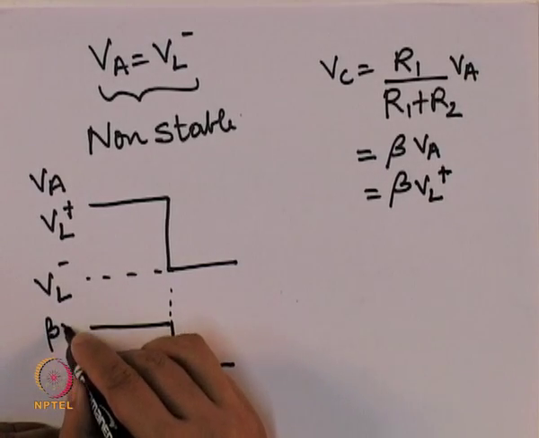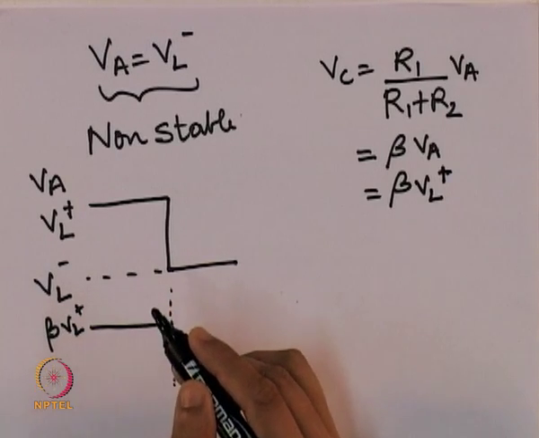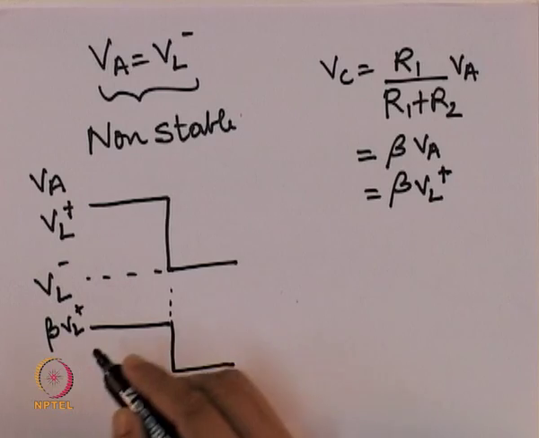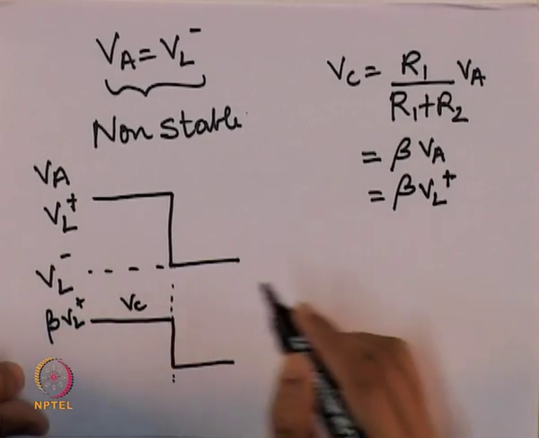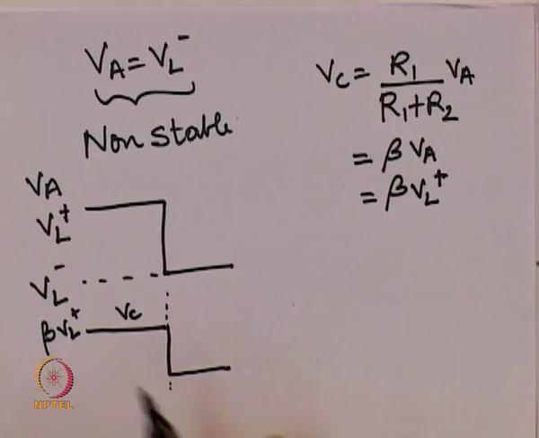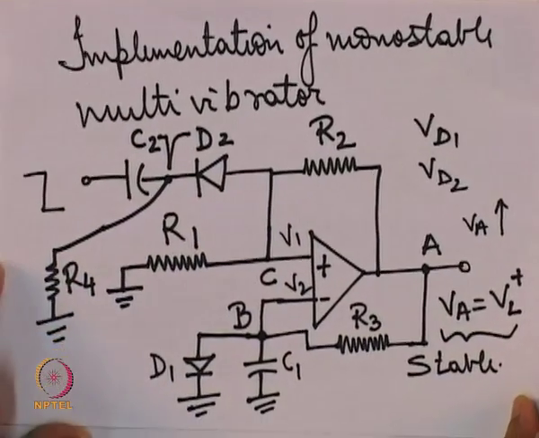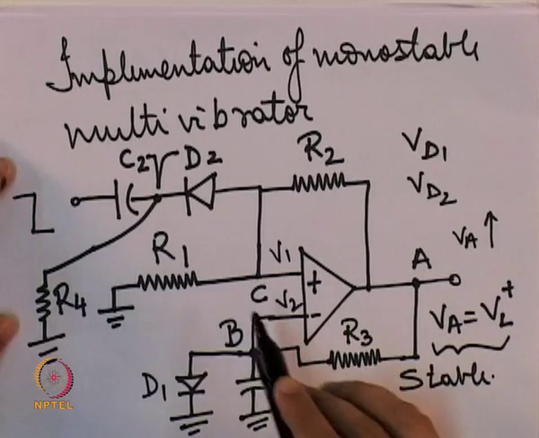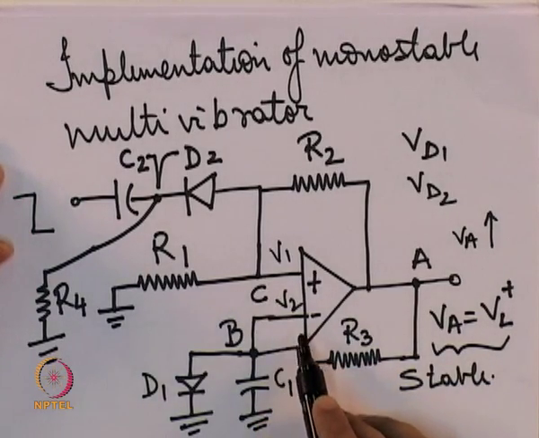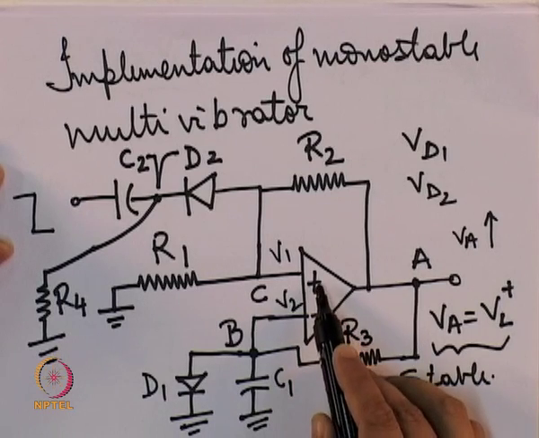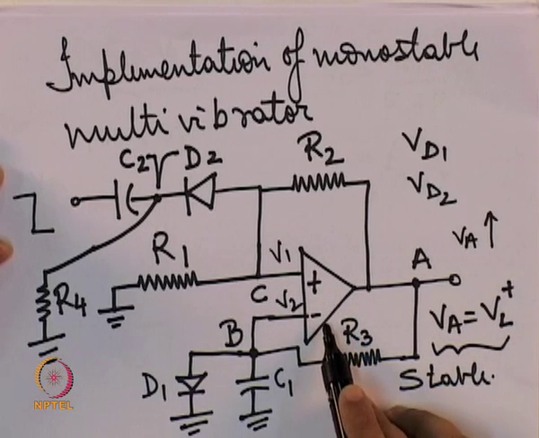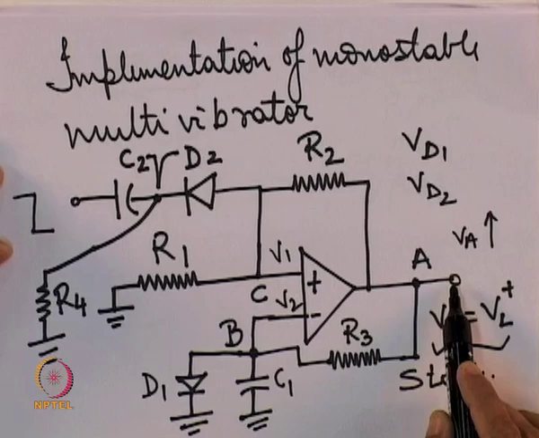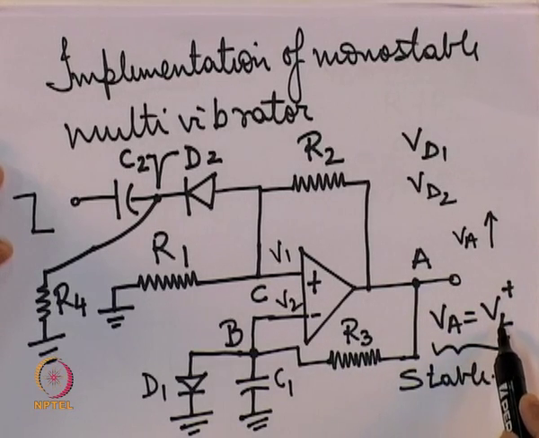This is the value of VC. So this is VC that I am plotting. Initially it was beta VL plus. Now after the spike arrived, what happened? All this happened momentarily. Once the spike arrived at port C, the voltage input, that is the voltage difference between the non-inverting and inverting terminal, became negative, and VA went from VL plus to VL minus. That is what I have shown here.